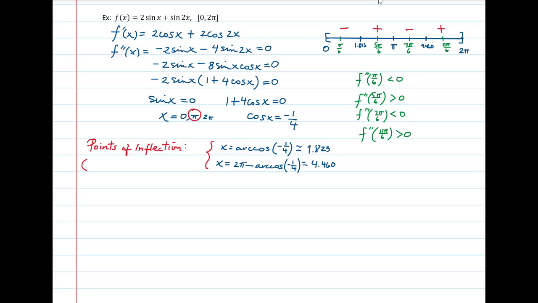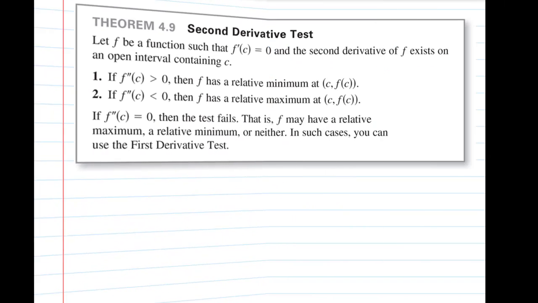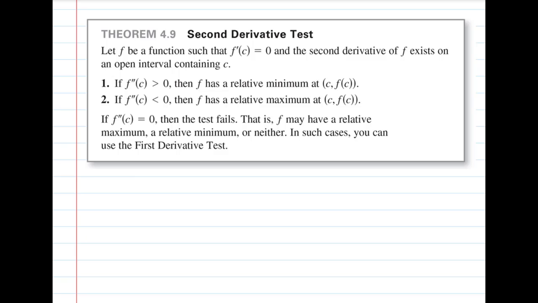And then of course you can find the actual ordered pairs by putting these x values into the calculator, evaluating them in the function to find the actual ordered pair. So you can do that, but there they are. Those are the points of inflection. There you have it.